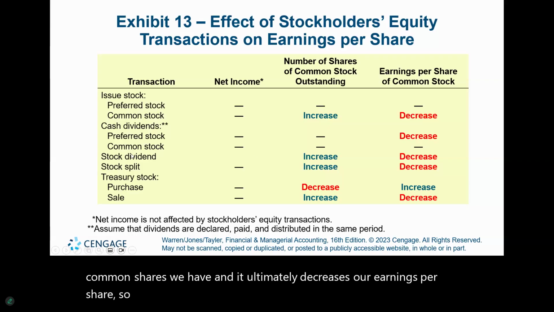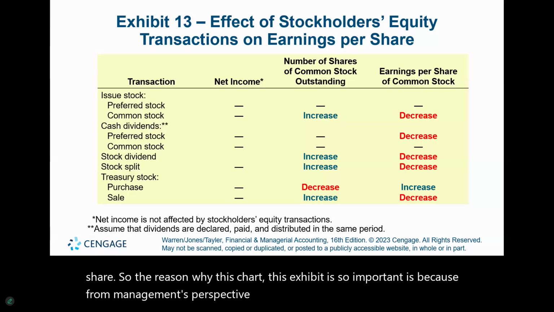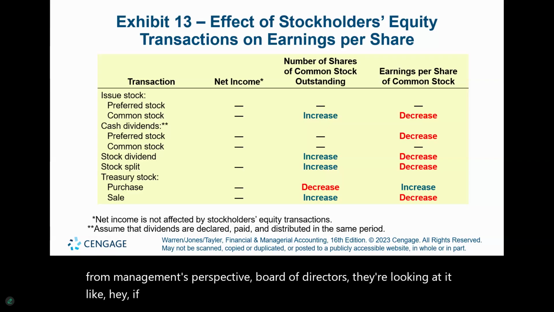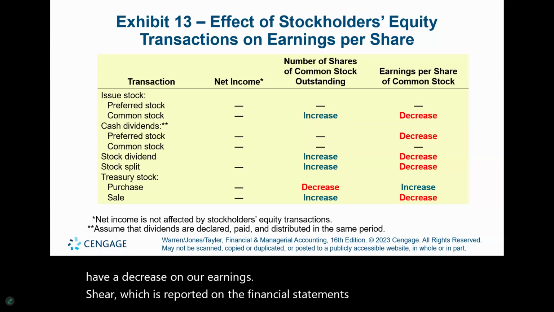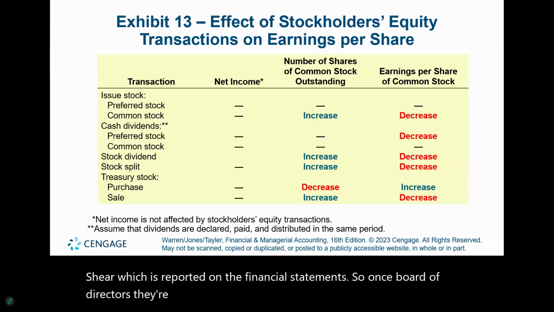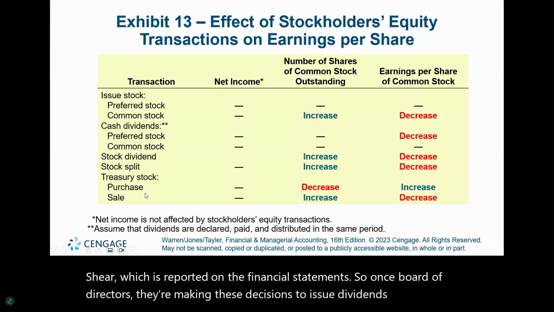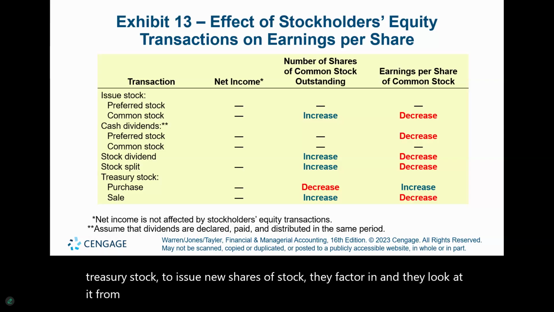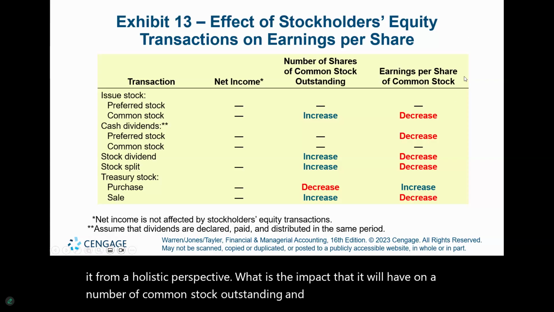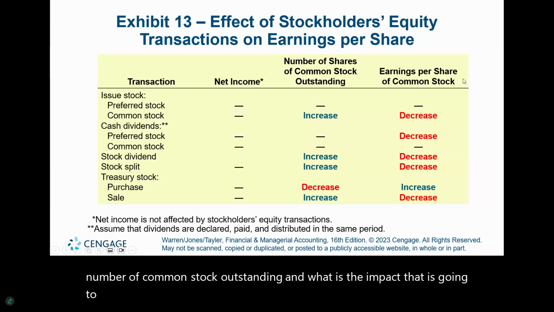The reason why this exhibit is so important is because from management's perspective, the board of directors is looking at it like, hey, if we decide to issue these dividends, it's going to have a decrease on our earnings per share, which is reported on the financial statements. So once the board of directors is making these decisions to issue dividends, to purchase treasury stock, to issue new shares of stock, they look at it from a holistic perspective. What is the impact that it will have on the number of common stock outstanding? And what is the impact that it is going to have on our earnings per share?